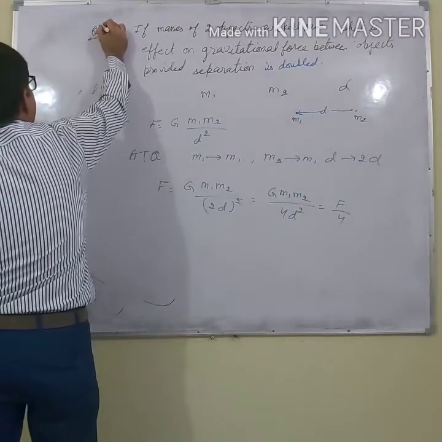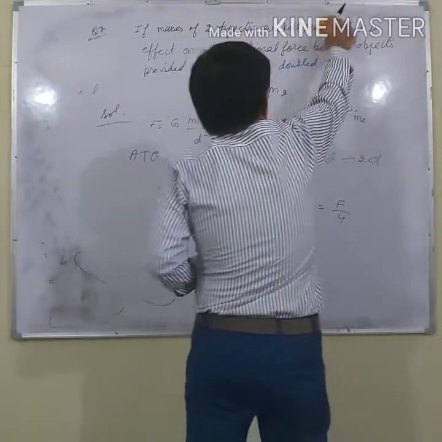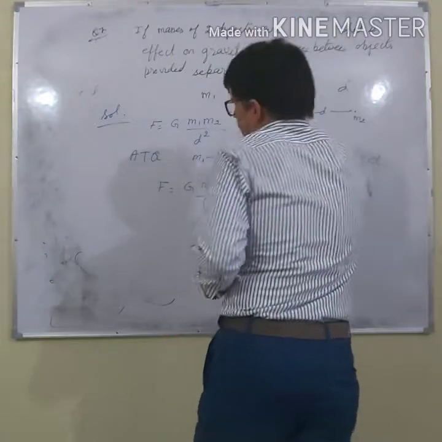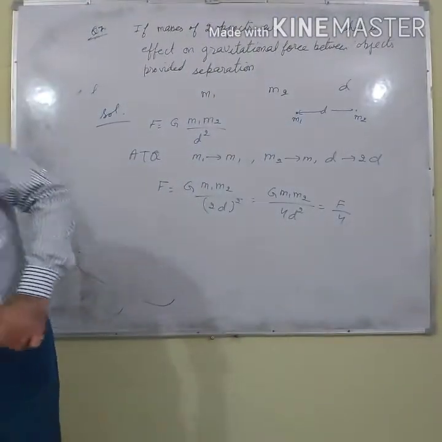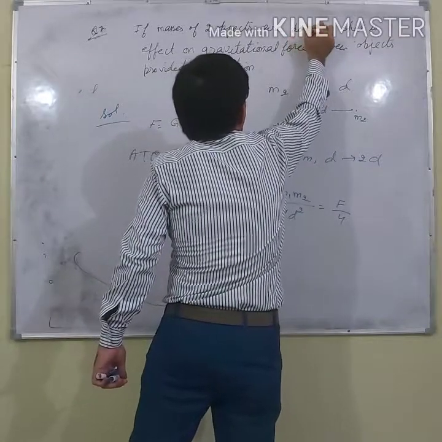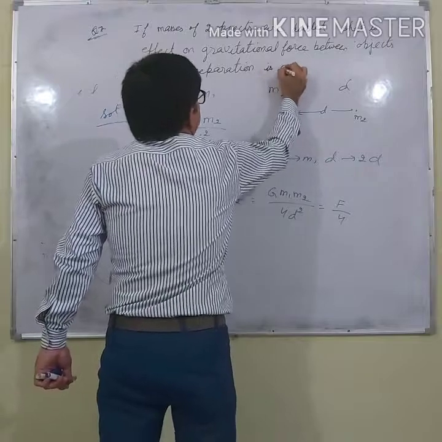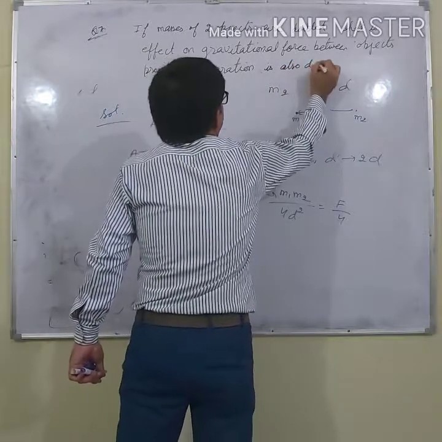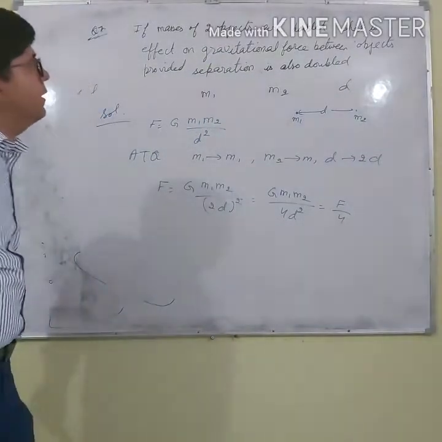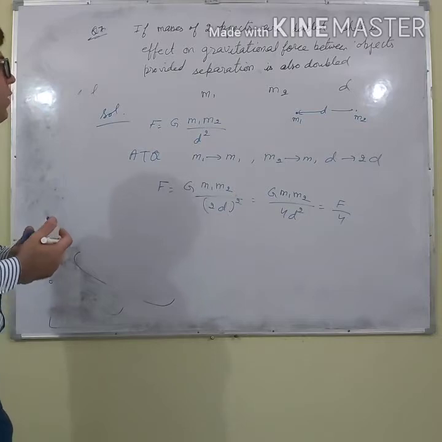Question 7 is, if masses of objects are doubled and separation is also doubled, what is the effect on the gravitational force?